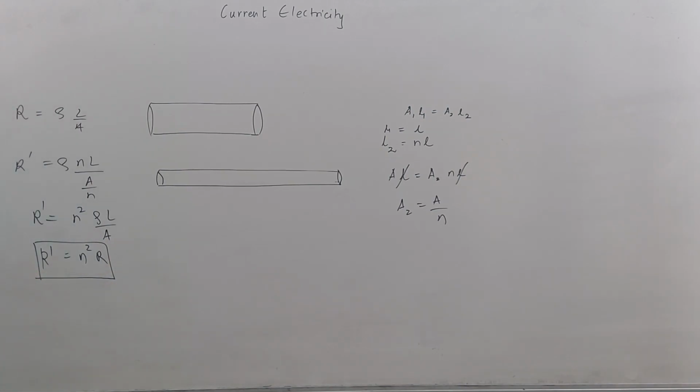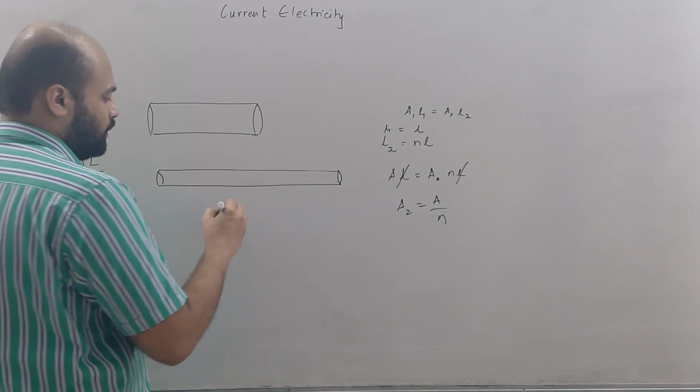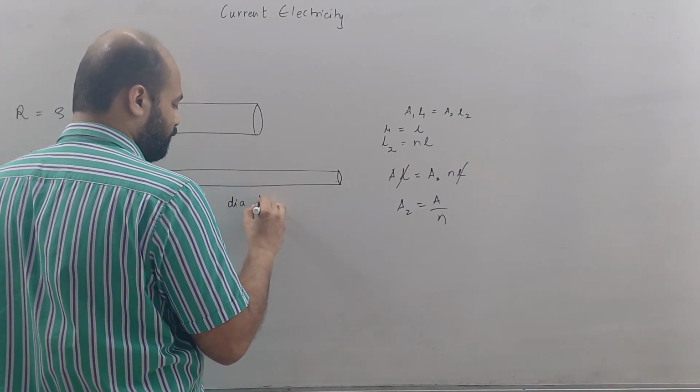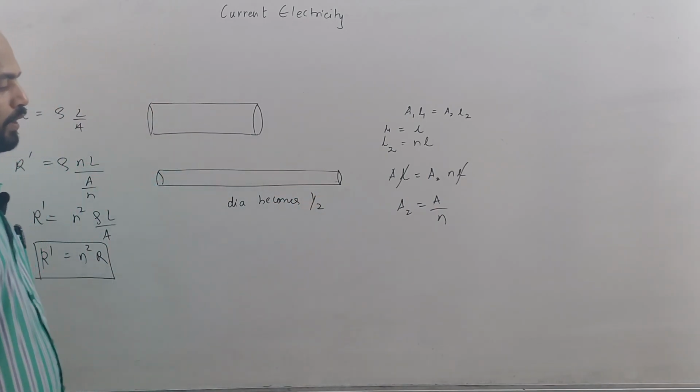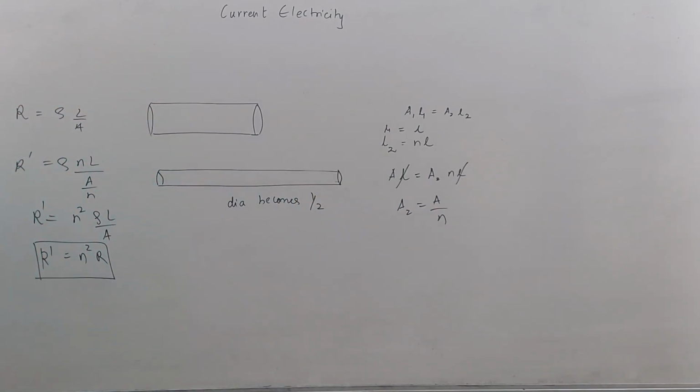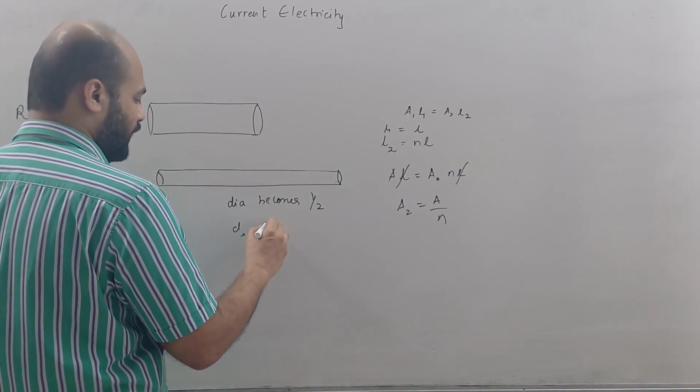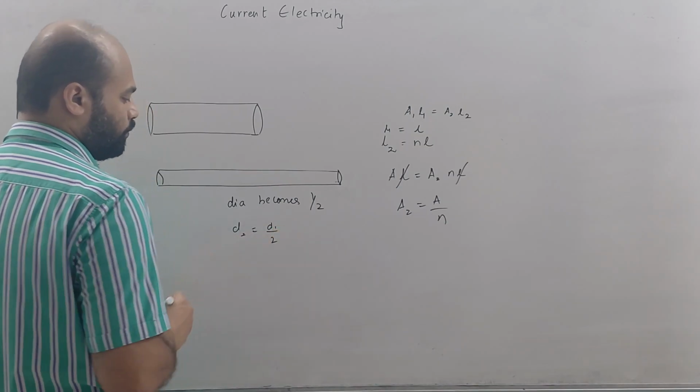So when volume remains constant, this is a very important expression that you have to remember. Now let us say that we have a similar situation and the wire is stretched in such a way that the diameter becomes half of the original. So that means I can surely say that D2 is D1 by 2.